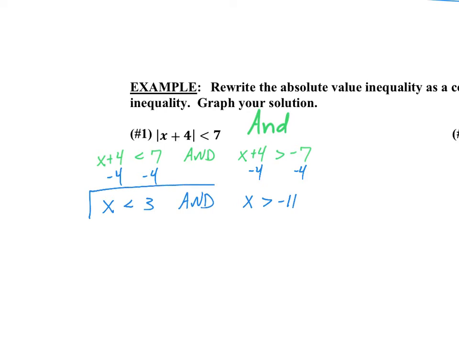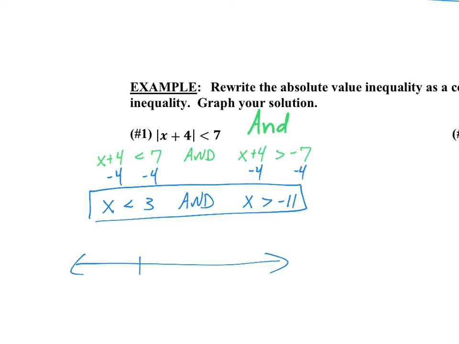So now when we got this solved, we have to graph it. So make your number line. Put your 2 numbers on there. Okay, 3 is bigger than negative 11. So 3 goes on the right, and negative 11 goes on the left. And then we graph these. Start with x is less than 3. Less than means it's open, and where the number is smaller than 3, to the left. X is greater than negative 11, so it's open. Bigger numbers are to the right.